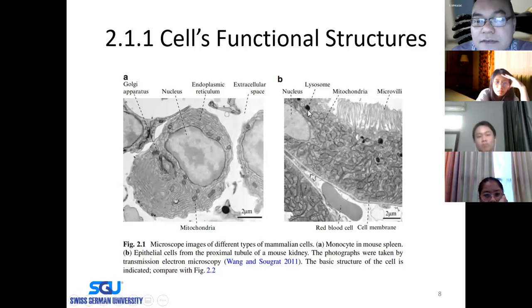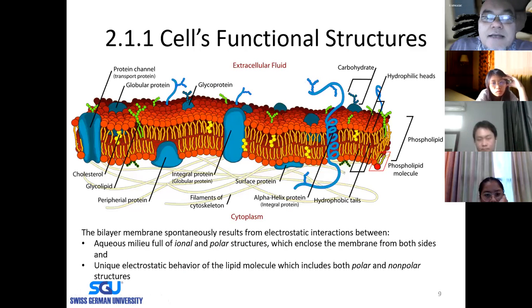space. And here in the kidney, it has these additional structures called microvilli, whose shape is like hairs, tiny hairs protruding from the cell's body. And this is one of the most important parts, especially in biosignal generation, the cell membrane.